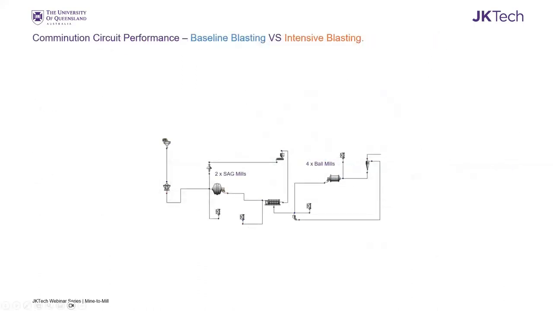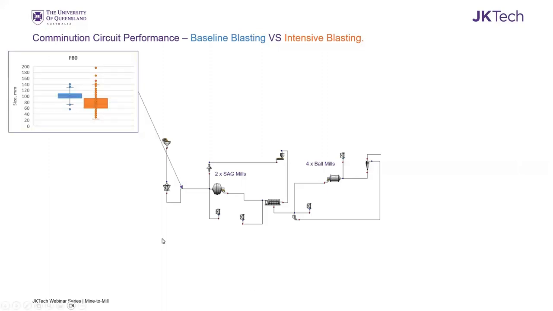So here I just wanted to show you some performance metrics comparing two ore campaigns at Antamina. This is a typical SABC circuit. It includes two lines of SAG mills and four lines of ball mills. Two ore campaigns, with the baseline blasting and the intensive blasting. Each of them took 12 hours of continuous operations.